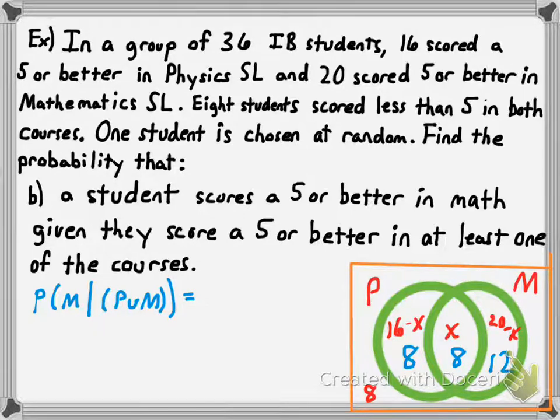All right, now to calculate that probability, we've got to find the probability of both those things happening. So we've got to find the probability that somebody scores 5 or better in math, and they scored a 5 or better in at least one of the courses. And we've got to divide that by the probability that they scored a 5 or better in at least one of the courses. Always divide by the probability of the given event.